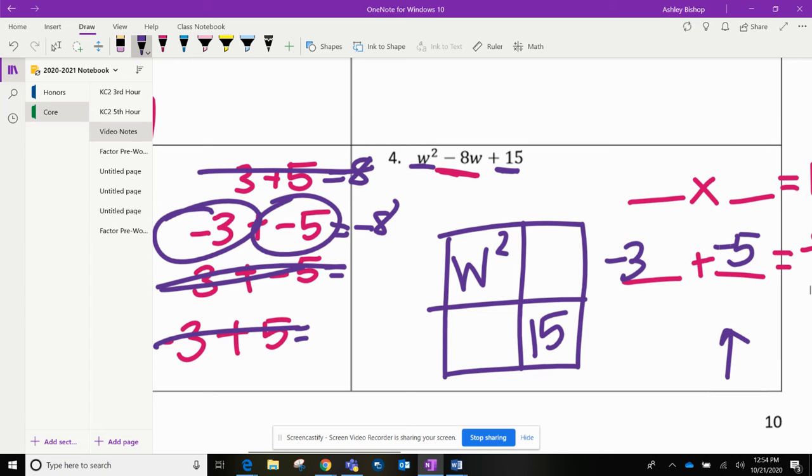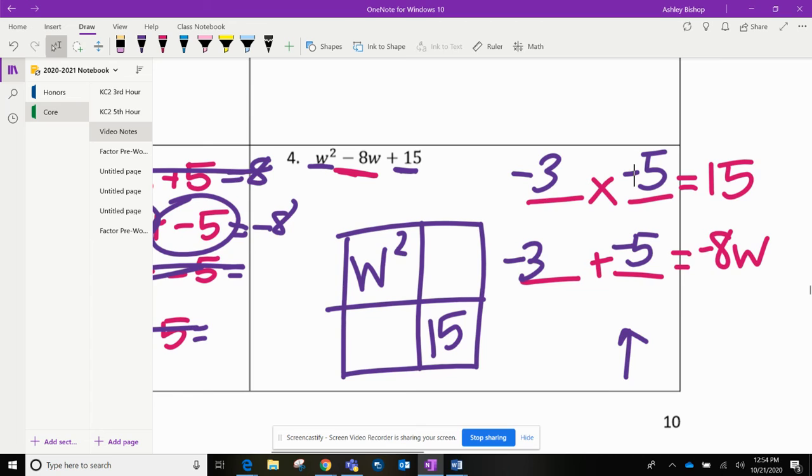So negative 3 plus negative 5 will give me negative 8. Those are the two numbers I want to work with, as well as negative 3 times negative 5. If I check that in my calculator, that will give me positive 15. A negative times a negative is a positive number. So don't forget that I'm working with W's though, so I'm going to put W here. And then these go in my boxes. I'm going to put negative 3W here, negative 5W here.